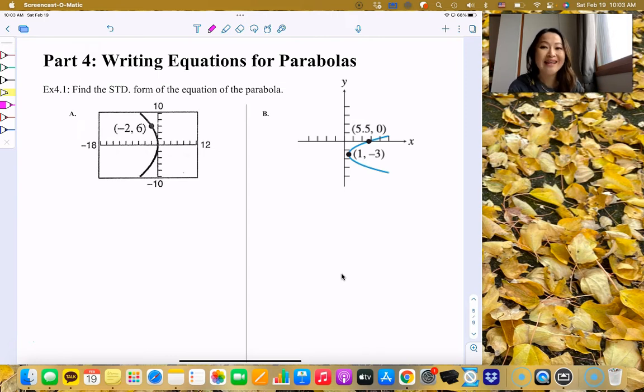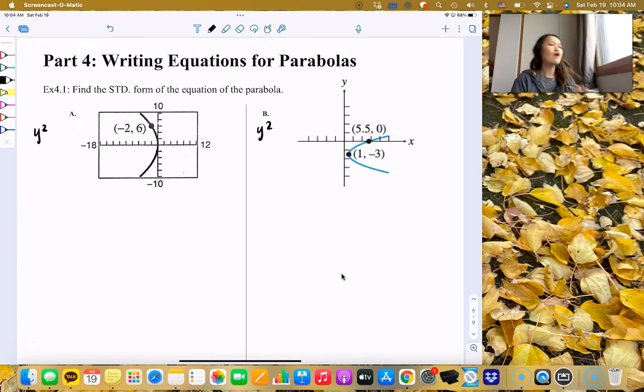Example 4.1, find the standard form of the equation of the parabola. As you can see, both parabolas are what form here? Is it x squared or is it y squared? Remember, x squared is the one that you already are familiar with. These are the sideways ones, so it's going to be y squared and y squared.